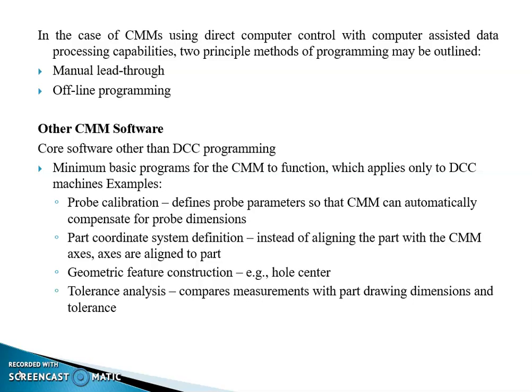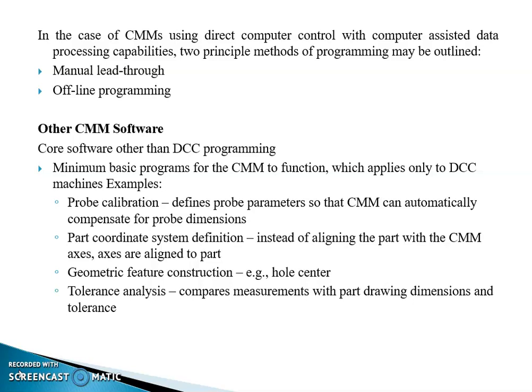Next is offline programming, where the programming is prepared based on the work part drawing and then downloaded to the CMM control for execution. That is offline programming, which is used in DCC. And next one, some of the softwares used in CMM. The set of programs and procedures used to operate the CMM and its associated equipment, that is softwares.